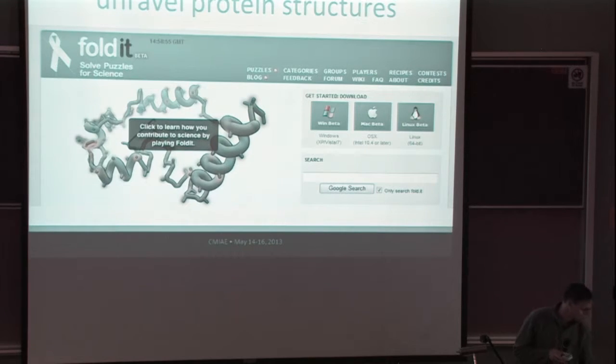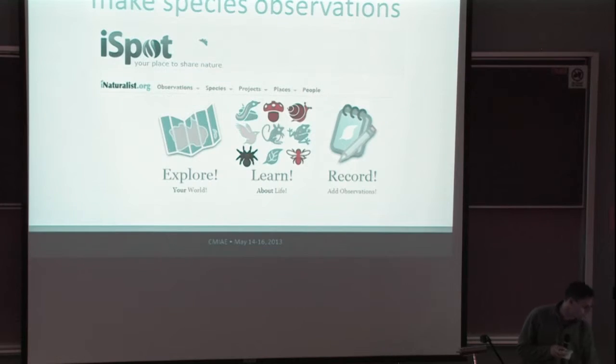So another approach is they can use crowdsourcing to unravel protein structure. The Foldit application, where you can log in and it's a puzzle. You can try to figure out these proteins for science. And of course, make species observations. How many people are familiar with iNaturalist? I think we're going to have a demonstration tomorrow about this platform. So clearly, we can crowdsource species observations as well.